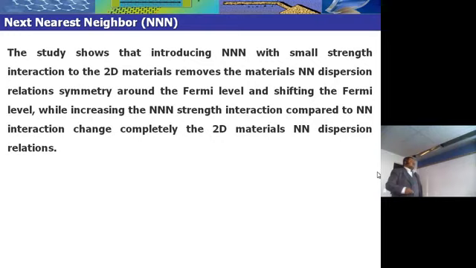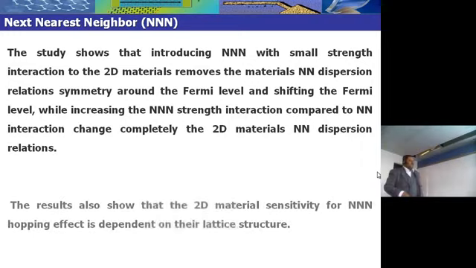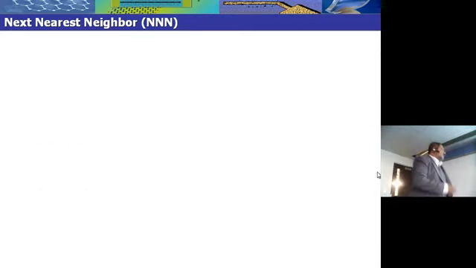The result also shows that the two-dimensional material sensitivity to the nearest-neighbor hopping effect depends on the lattice structure. If we compare the square lattice here, at the same value, with the hexagonal, we found that the effect in the square lattice for nearest neighbor is less. It's the same value. It's very clear the distortion in the dispersion relation is higher in the hexagonal or honeycomb lattice than the square.